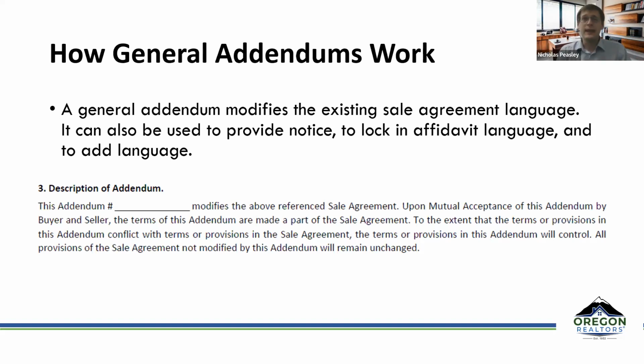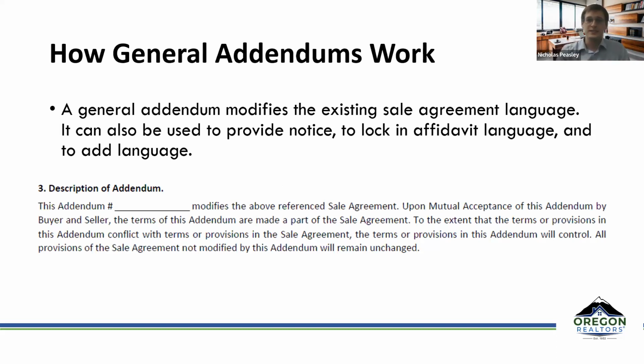Contractually, if we were really doing this the way that the law wants you to use a general addendum, it is only used to add language or to lock in affidavit language. Notices don't require a general addendum, but because brokers in most cases only really have these general addendums as their tool for this, in most cases we'll also see people who provide notice on a general addendum.